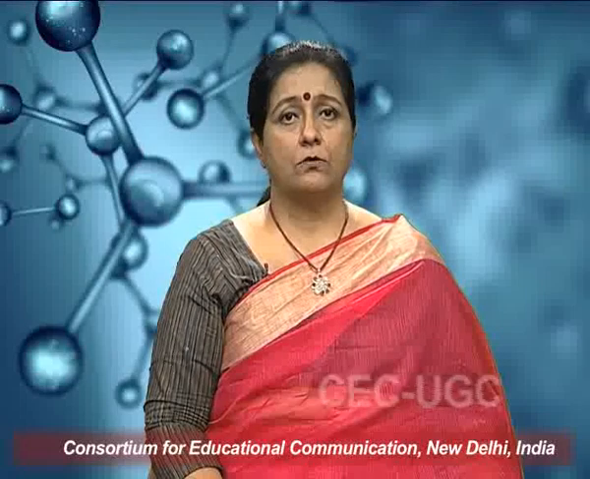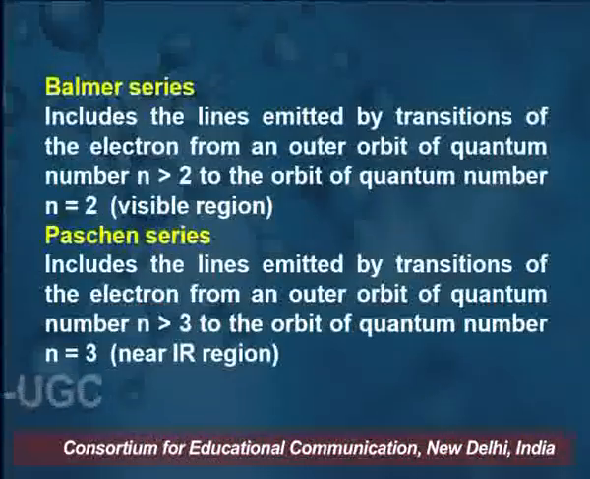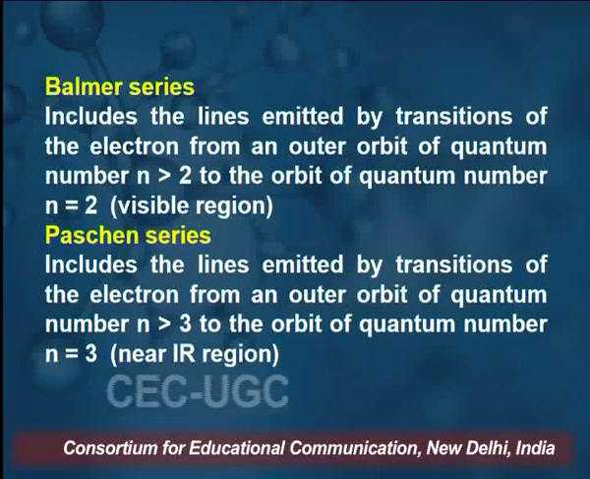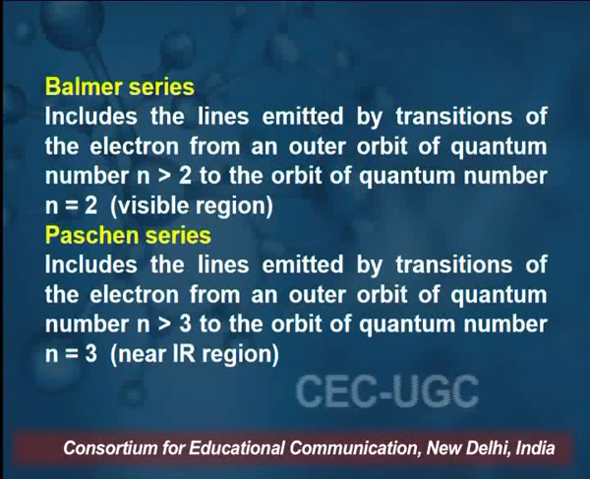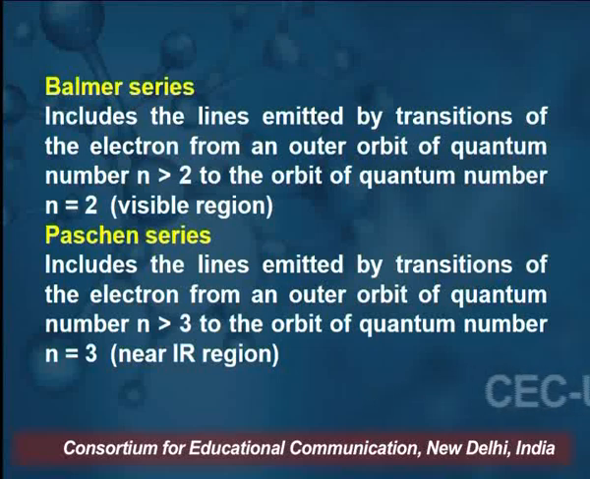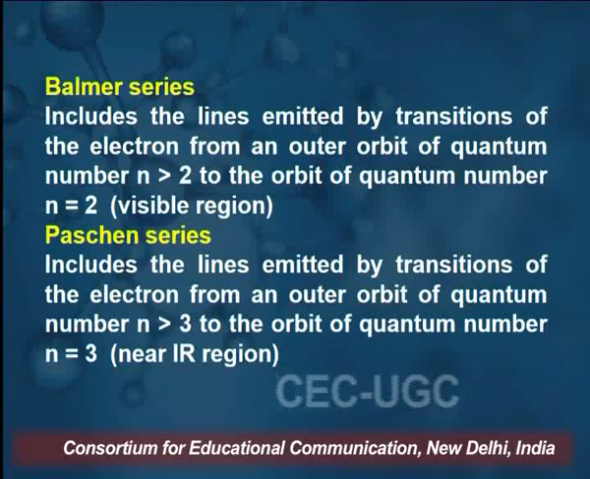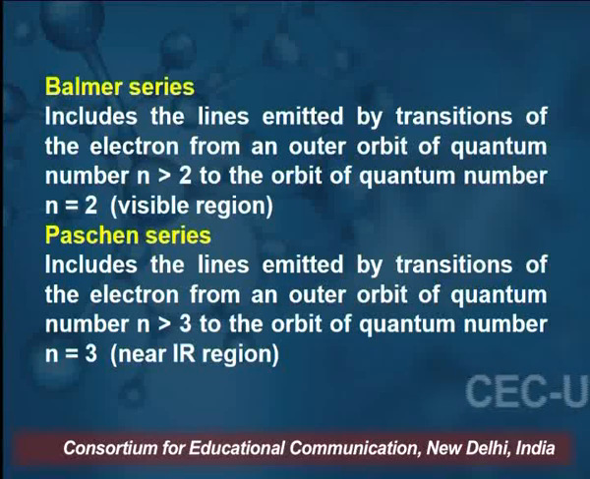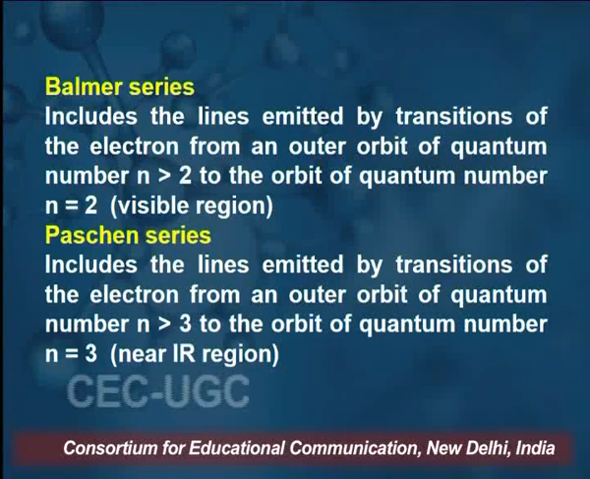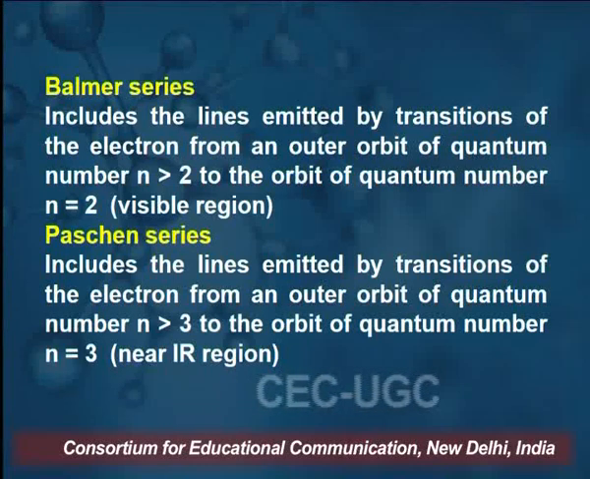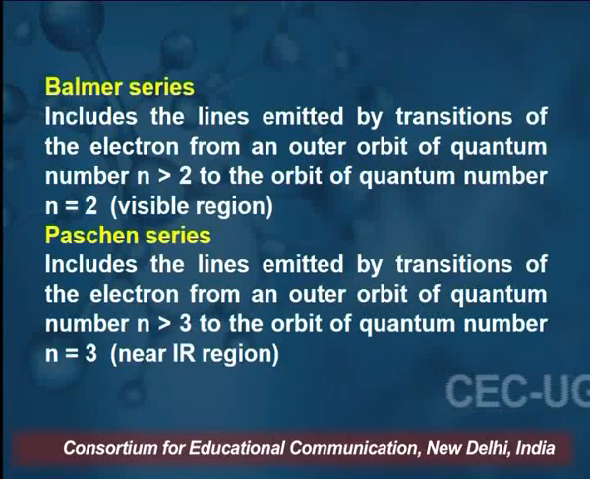Balmer series, the only series which lies in the visible region. It includes the lines emitted by transitions of the electron from an outer orbit of quantum number n greater than 2 to the orbit of quantum number n is equal to 2. Paschen series includes the lines emitted by transition of the electron from an outer orbit to the orbit of quantum number n is equal to 3, and it lies in the near IR region.